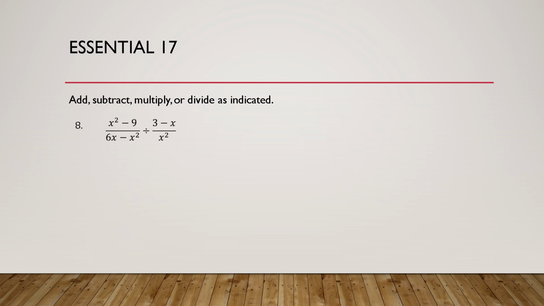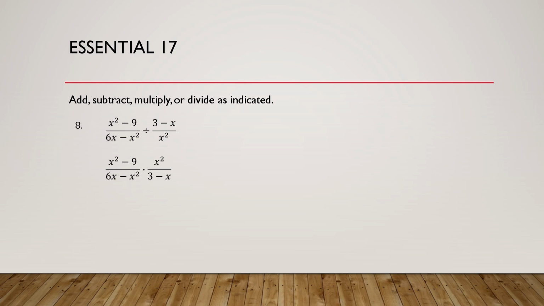Add, subtract, multiply, or divide as indicated. X squared minus 9 over 6x minus x squared divided by 3 minus x over x squared. First, we understand that dividing fractions can change to multiplying fractions by inverting the second term. So this operation is equal to x squared minus 9 over 6x minus x squared times x squared over 3 minus x.